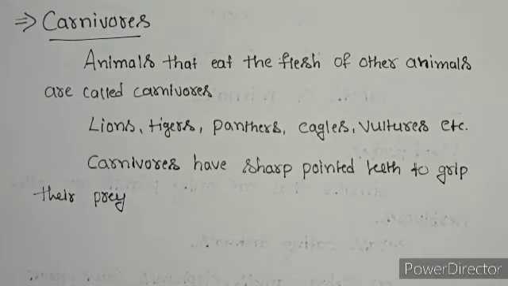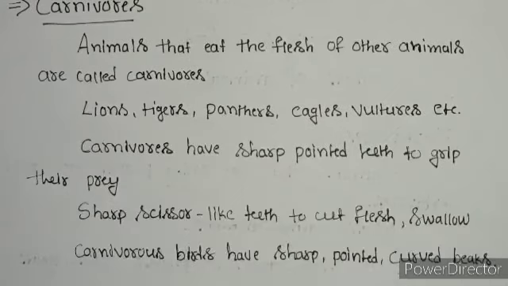These carnivores have sharp pointed teeth to grip their prey. They have long, sharp pointed teeth, and these teeth are called canines. Carnivores have sharp scissor-like teeth to cut flesh, which can be swallowed also. They do not have flat chewing teeth. Carnivorous birds have sharp pointed and curved beaks. Some carnivorous birds are eagles and vultures.